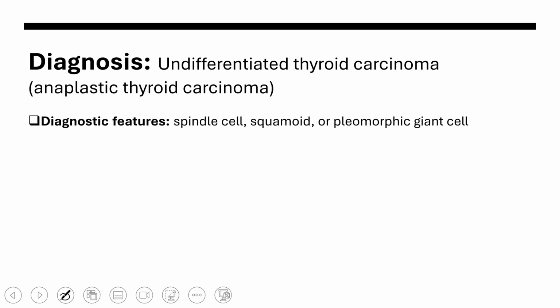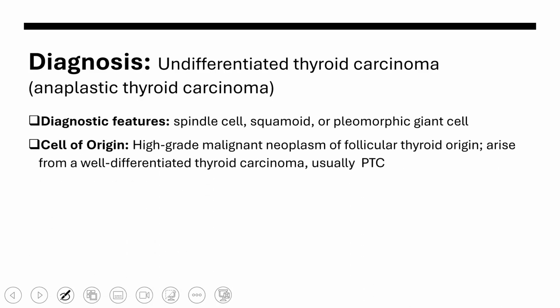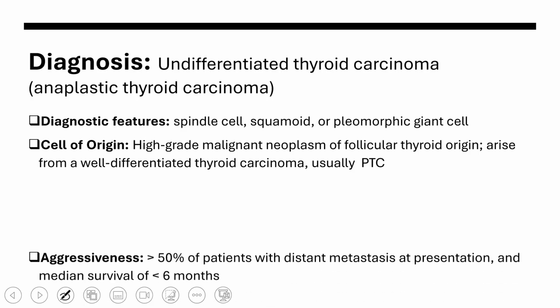Diagnostic features are spindle cells, squamoid, and/or pleomorphic giant cells, which we saw in the picture. And the cell of origin is a high-grade malignant neoplasm of follicular thyroid origin, and that arises from the well-differentiated thyroid carcinoma, usually papillary thyroid carcinoma.